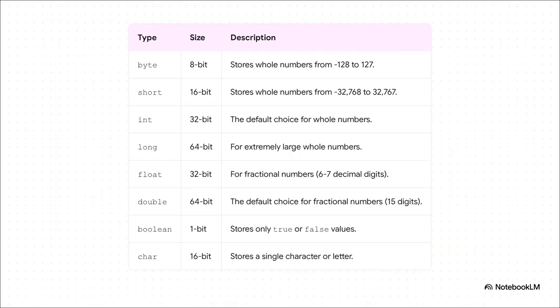And here they are, the 8 basic building blocks of data in Java. Now, while you have all these options, let's be real. In your day-to-day coding, you're mostly going to be using int for whole numbers and double for decimals. Boolean, of course, is your go-to for simple true or false logic. The others, like byte and short, they're really handy when you need to be super efficient with memory, like when you're dealing with huge amounts of data.